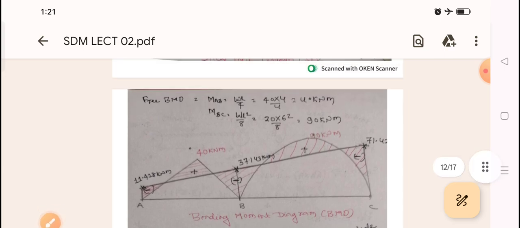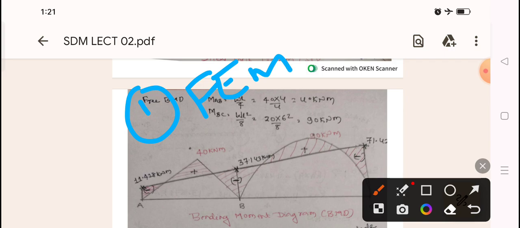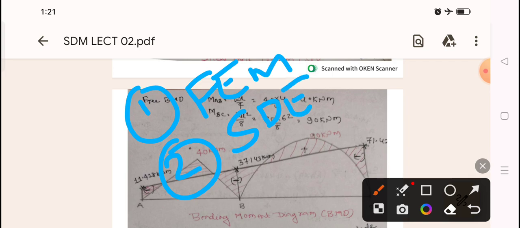This is the way we are going to solve the problem. The only thing you require is practice, and you remember the steps. Step number one is the fixed end moment. This is the thing you have to remember. Step number two, you have to use the slope deflection equation, substituting what you calculated in step one.